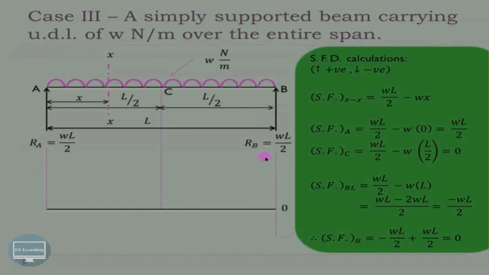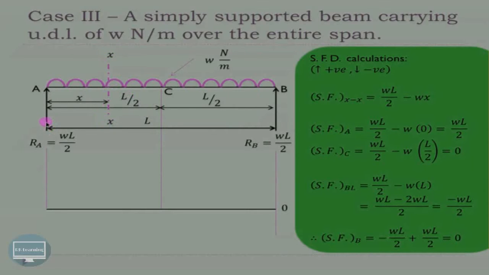Now let us start with the shear force diagram calculations, assuming the same convention, that is upward force positive and downward force negative. First we'll form one general equation in terms of x. For that purpose we have to consider the section XX acting at a distance of x, as we have already seen. Now consider all the forces which are acting on the left hand side of this section.